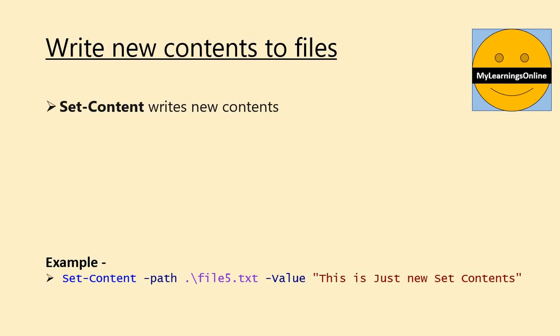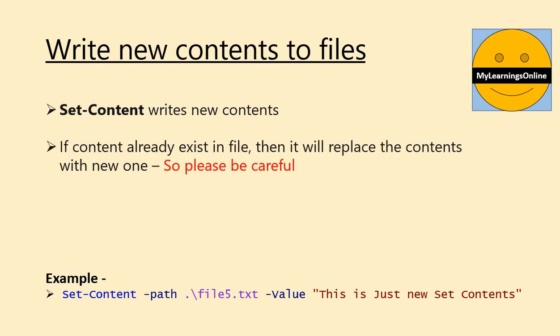Set-Content is a command that is used to write new contents to a file. In this example, we are trying to write contents in a file with the name file5.txt specified under the path parameter. If contents are not there in the file, this command will add contents to the file, but if contents are already there, then it will replace the contents with the new one. So please be extra careful while executing this command.